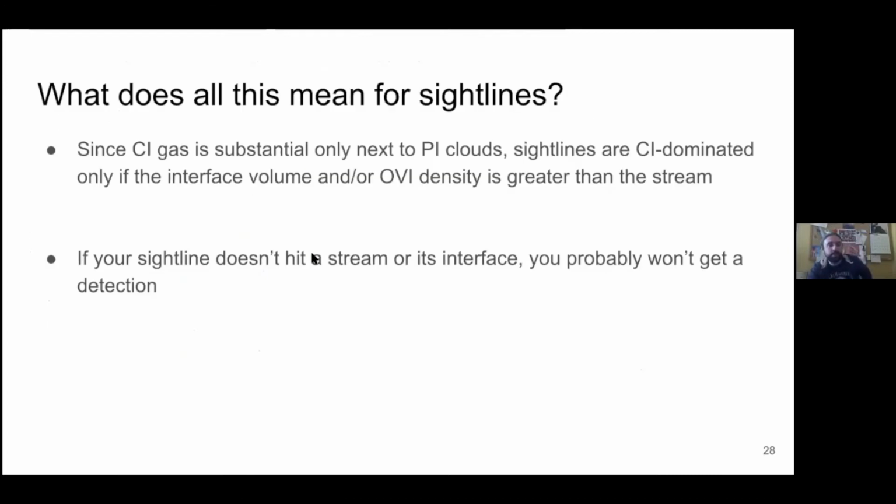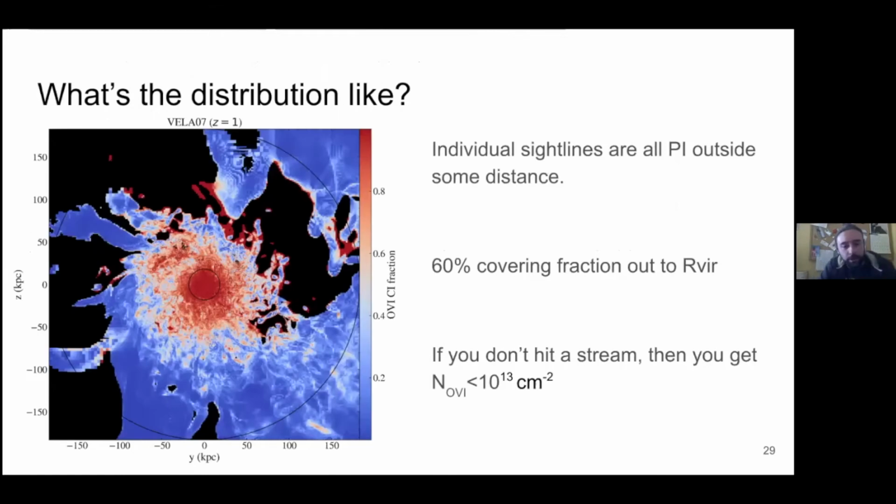So what does this mean for sightlines if it's true that we have these interface layers on the outside of photoionized streams with collisional ionized gas? That means that sightlines are going to be CI dominated only if the interface is actually more important than the stream itself. And so what that looks like is that if your sightline doesn't hit a stream or its interface, you'll just get a non-detection. If it does hit a stream, you'll get photoionized if the stream is big and the interface is small and low density, and it'll be collisionally ionized if the interface is as big as the stream or has higher density. So here's what that looks like when you go ahead and do it.